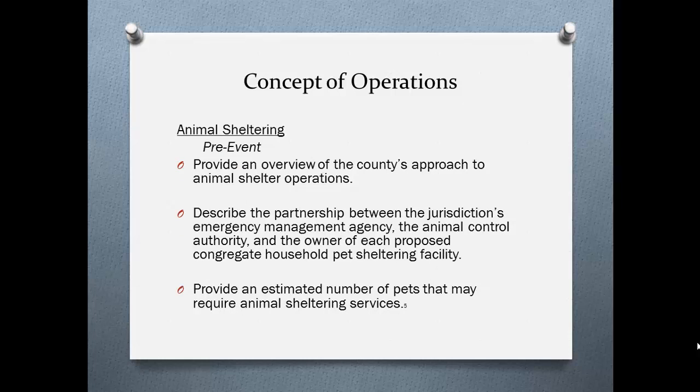In animal sheltering pre-event, you'll provide an overview of the county's approach to animal sheltering operations. Describe the partnerships between the jurisdiction's emergency management agency, the animal control authority, and the owner of each proposed congregate household pet sheltering facilities. Provide an estimated number of pets that may require animal sheltering services.